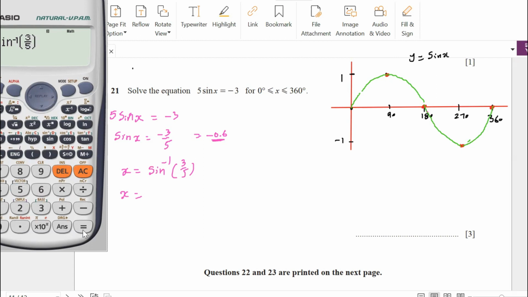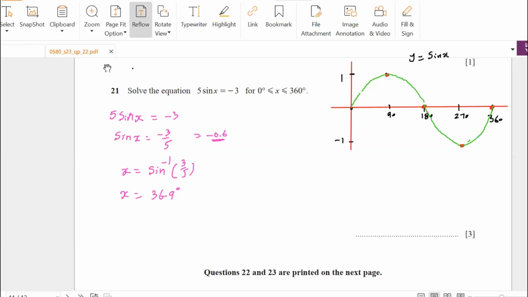That gives me 36.9. You can say that because it's 36.86, so 36.9, and this will help you to figure out the rest of the answer. Now this is not your last answer, but it will help you.